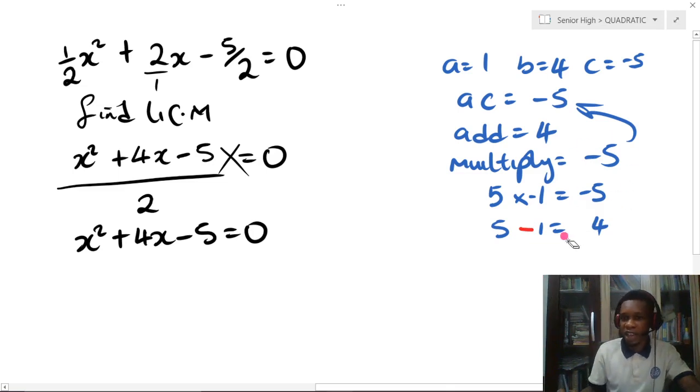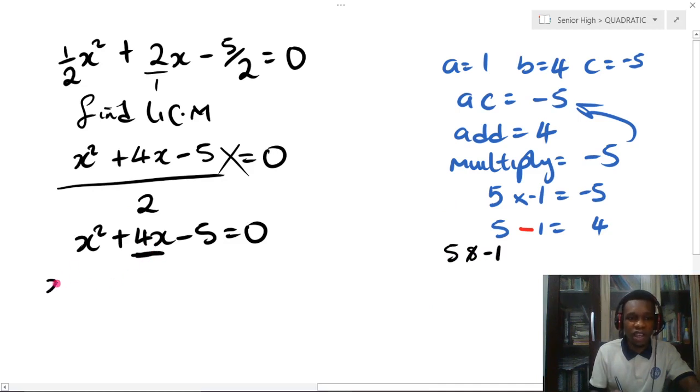That, I told you, is a trial and error method. You have to just look for what values you can use that will work easily. So we know that 5 times minus 1 will give us minus 5, but 5 minus 1 will give us 4. So therefore, what values are we using? We are using 5 and minus 1. So we come down here and bring it into our b part. So we substitute it into this part.